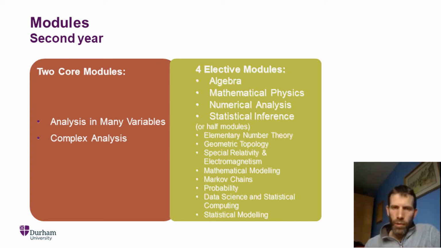These are full modules, and then there's a bunch of half modules, so you need to do kind of 2 of these. So again, you're starting to specialize a bit. If you're into pure number theory, then you're going to do that one. If you're into mathematical physics, then you're going to do special relativity and electromagnetism, and so on and so forth.